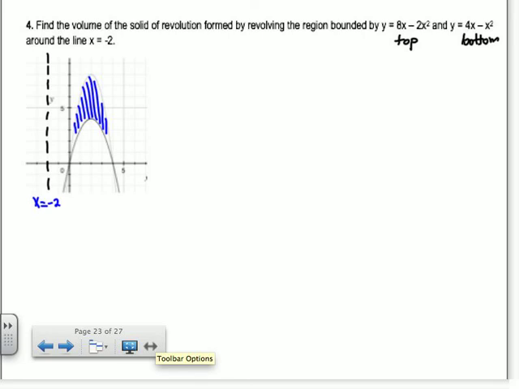Okay, so always think vertical axis or horizontal axis. So this one's a vertical axis. So we're going to use a vertical rectangle. So just draw the rectangle in wherever, it doesn't matter. Okay, my radius is always the distance from the axis that I'm rotating around. So you see the line that you're rotating around?